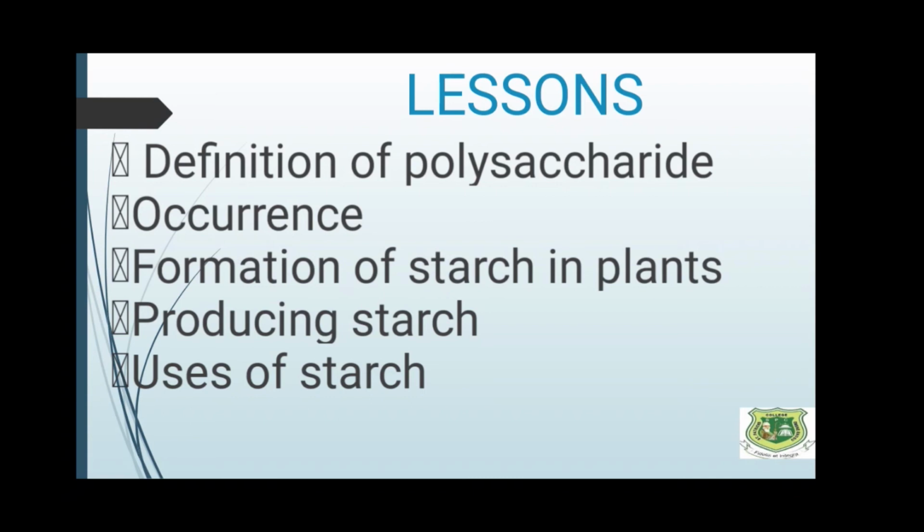Having been through with polysaccharides, their components, their general molecular formula, and occurrence, let's go to formation of starch in plants. What is the process of forming starch in plants called? Who can help us? Have you forgotten your biology? All green plants synthesize starch naturally by the process called photosynthesis. The process of forming starch in green plants is called photosynthesis.